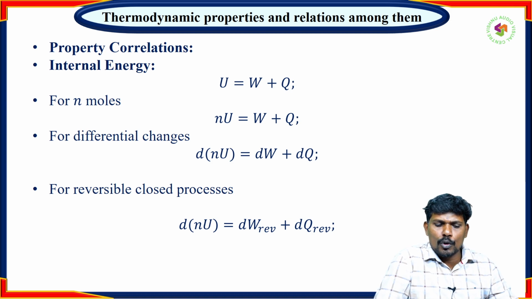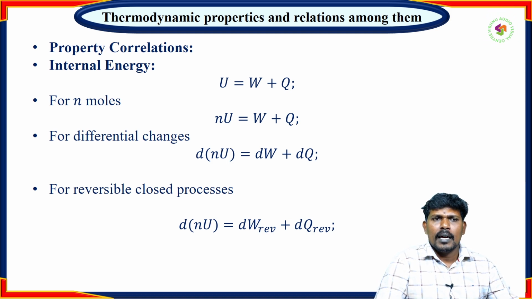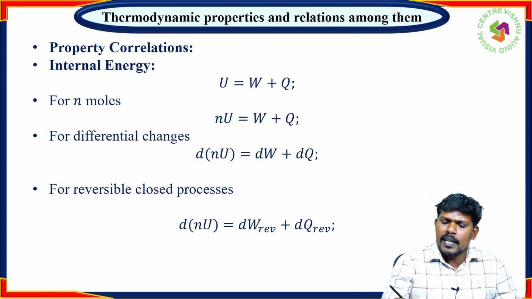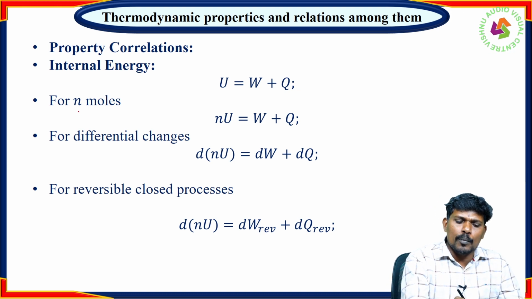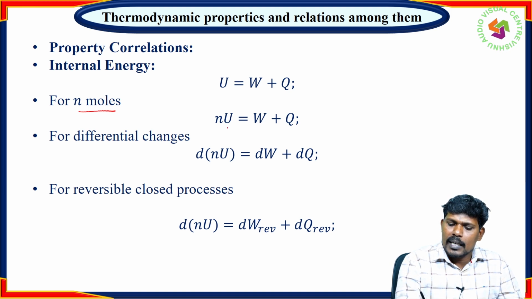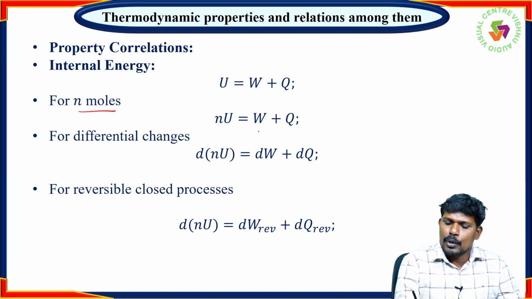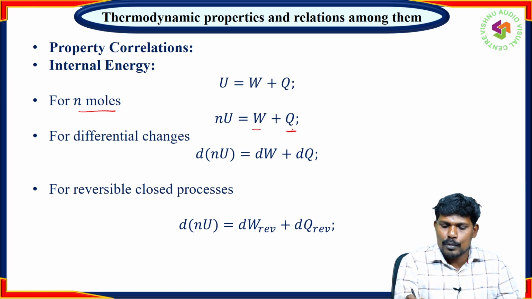So now property correlations. First we will see in terms of internal energy. We already know that internal energy U is equal to W plus Q. For n moles, we can write NU is equal to W plus Q, because this W is the work, this is the heat. We cannot apply the number of moles to that.